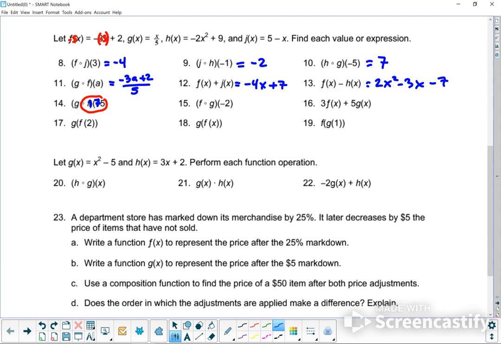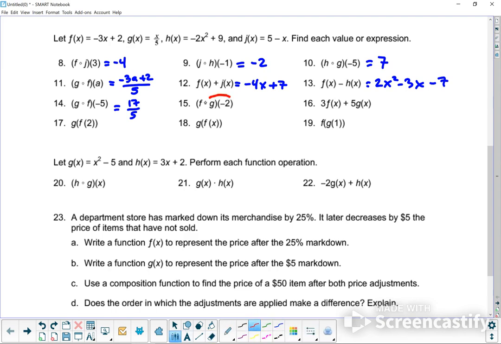Okay, and the 17, you're going to put that in place of the x for g. So you put 17, and it's just 17 over 5. You can't do much for that. You can get a decimal, but it's not going to be pretty. So I'm going to leave it at 17 over 5.